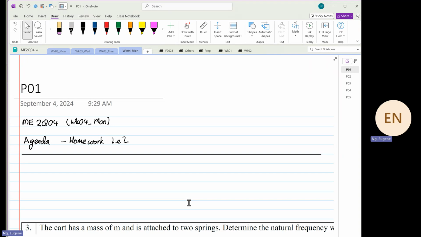I've been sent quite a few emails regarding homework 1 and homework 2, and very similar questions have been asked. I'm going to do 3 questions for today: 1 from homework 1 and 2 from homework 2. Okay, so that's what I'm going to do today.